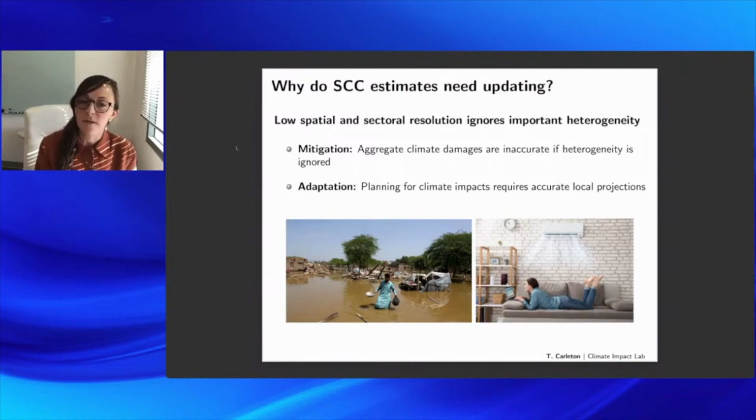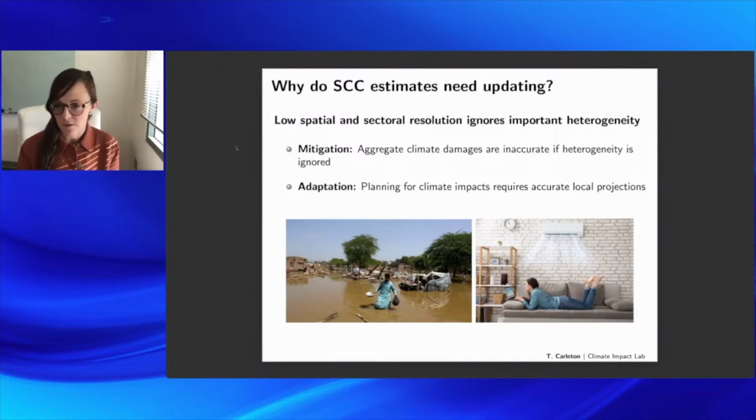But the other reason is thinking about adaptation. So we've been talking a lot about the SCC and mitigation, but regardless of what we do on mitigation in the coming decades, we have a huge adaptation problem going forward. And local individuals, governments, businesses cannot appropriately plan for the future and think about resiliency if we don't have highly resolved estimates of climate impacts that are sector specific.